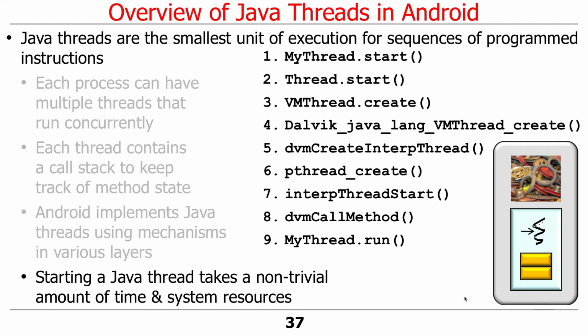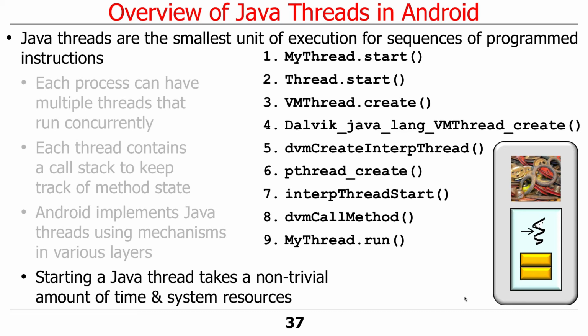So if you have a thread, my thread, and you say my thread.start, that will end up calling thread.start, which will end up calling vmthread.create, which on some versions of Android will call Dalvik Java Lang VM thread create, which in some versions of Android will call DVM, Dalvik Virtual Machine, create interp thread, which will then call the underlying C library's pthread create, which then calls interp thread start. Now we're back into Android land again. This is Android Linux land. This is Dalvik VM land, interp thread start. DVM call method, which is still in the interpreter. And then finally, our run method gets called back, right?